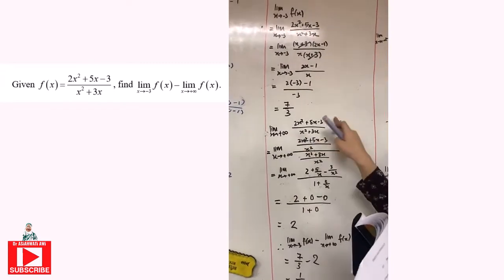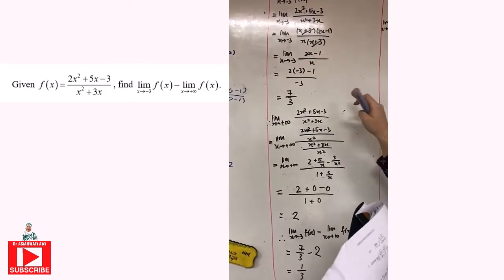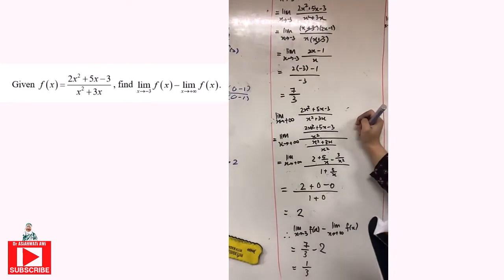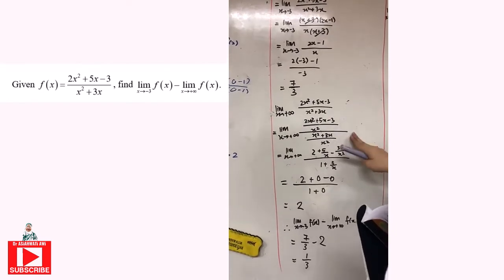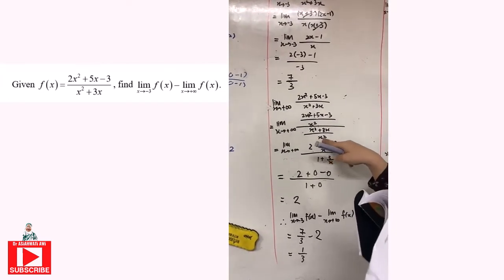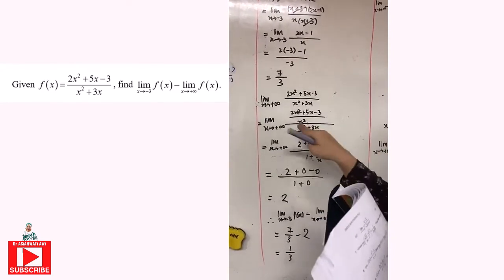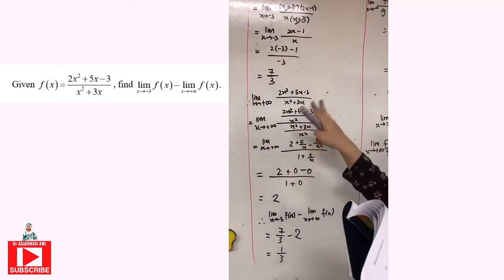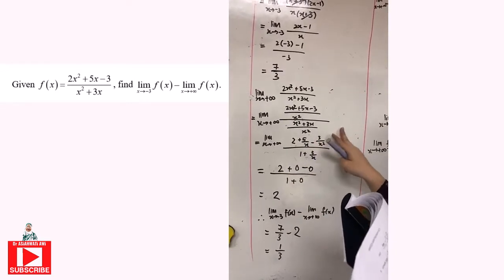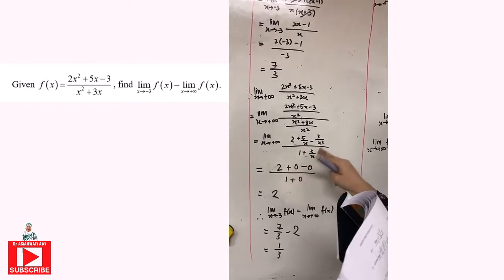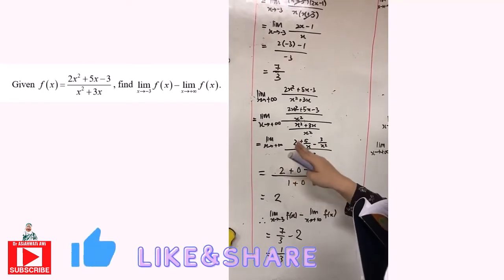When we directly sub, we will get infinity over infinity, which is also the indeterminate form. Now we need to divide the numerator and denominator with the highest degree of x in the denominator, which is x squared. So when we divide, we get (2 plus 5 over x minus 3 over x squared) over (1 plus 3 over x). So now we can sub the positive infinity into this.